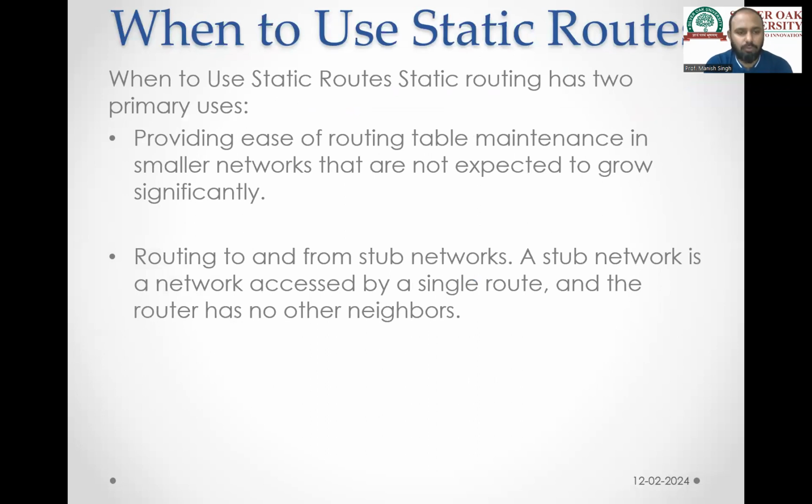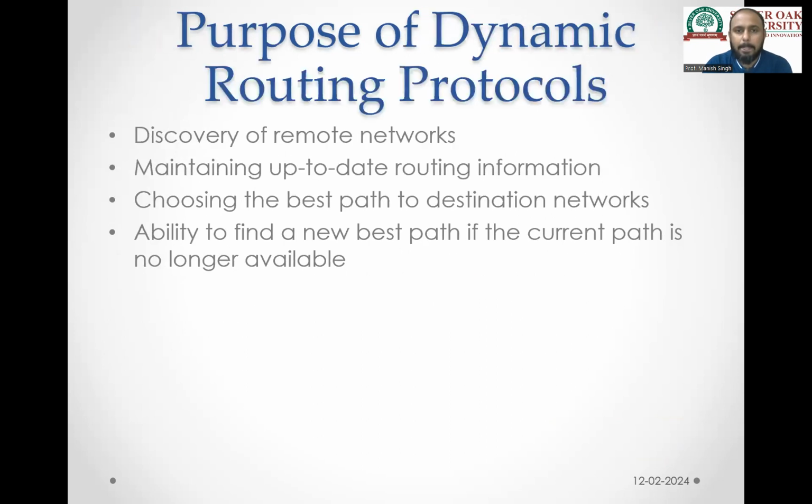When to use static routes? Providing ease of routing table maintenance in smaller networks that are not expected to grow significantly. Basically, for a small network that does not grow significantly we use static routing, because in that scenario it's a better choice of routing. Routing to and from stub networks. A stub network is a network accessed by a single route, and the router has no other neighbors.